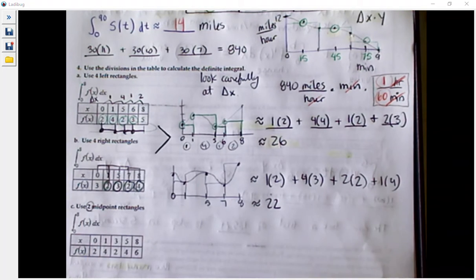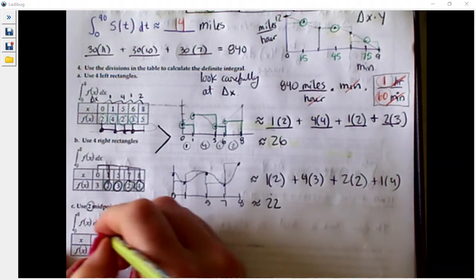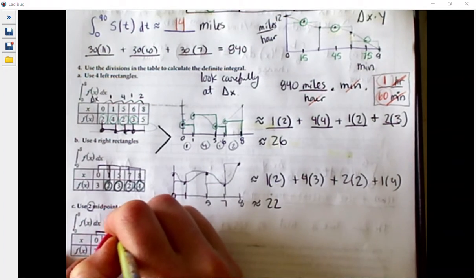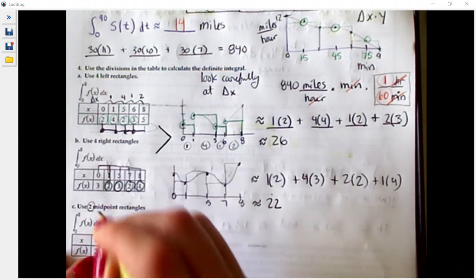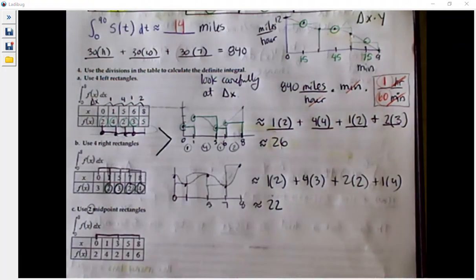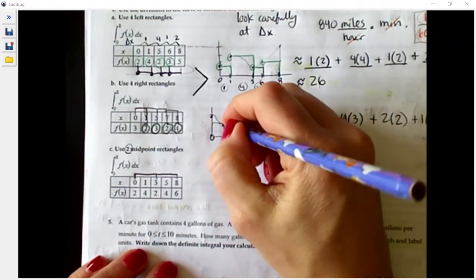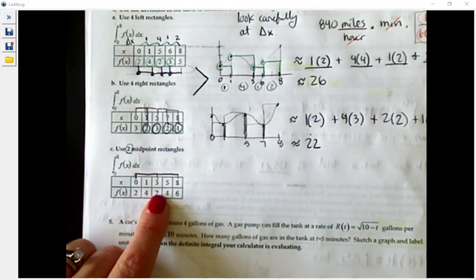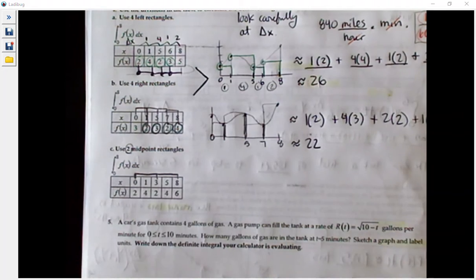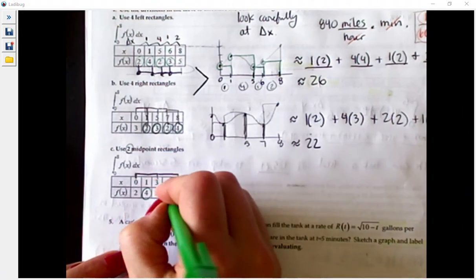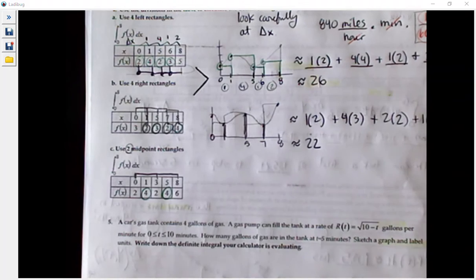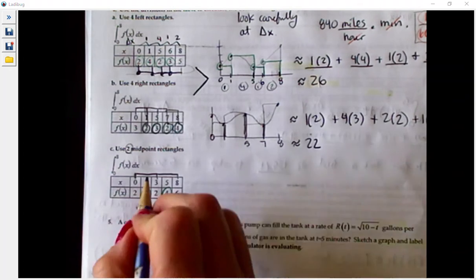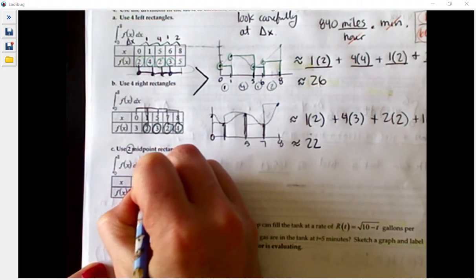2 midpoint rectangles. Well, I have 6 data points. I need to divide them evenly. Notice that my edges, I'm sharing a side. When you draw your rectangles, you are sharing a side at those dividing points. So they each get 3 data points. And then I need the midpoint. So I'm going to circle the midpoint y value. And right up here, I'm going to label my delta x.